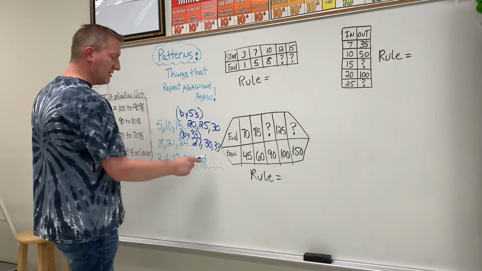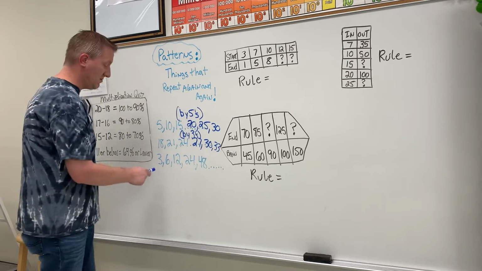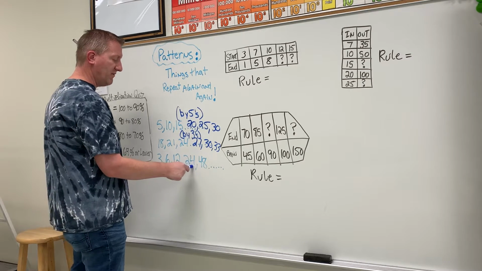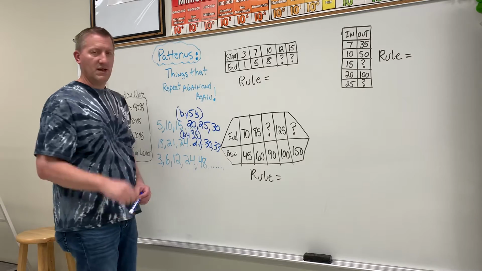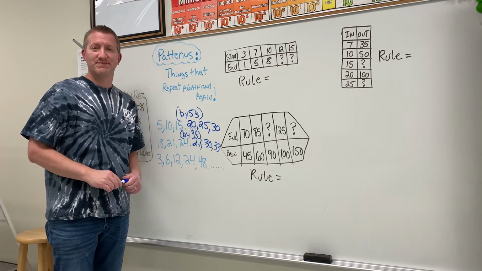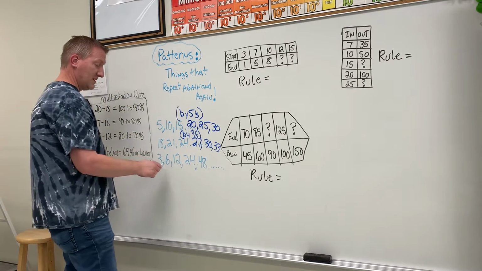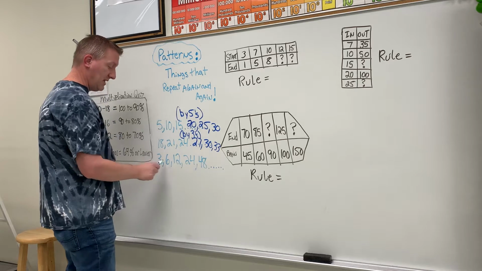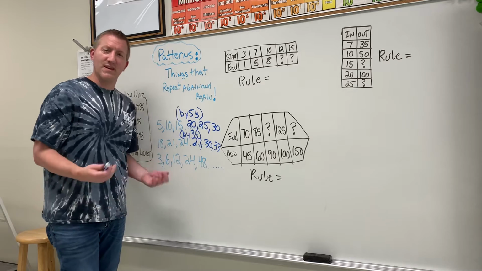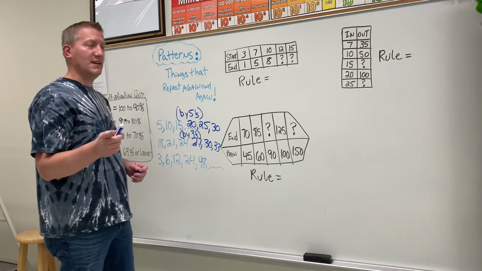How about this one down at the bottom? So let's see if you can get this one. This one's kind of a tricky one. So 3, 6, 12, 24, 48. Okay, what's next in that pattern? If you get this one, you're pretty good. Okay, so 3, 6, 12, 24, 48, and then what's next? Okay, I'll give you a second.